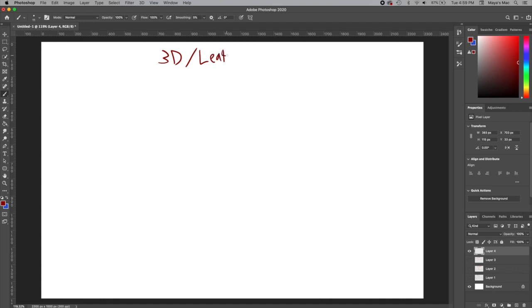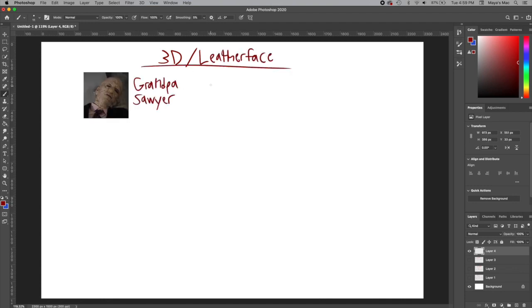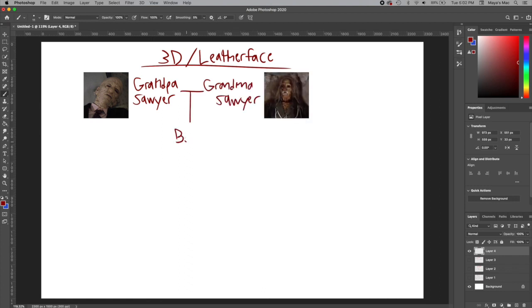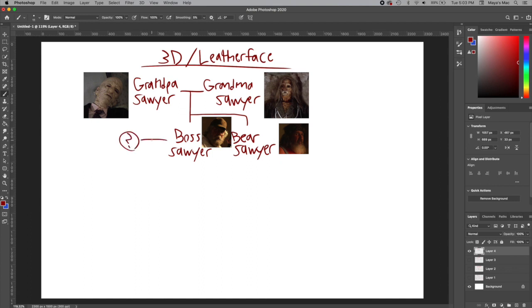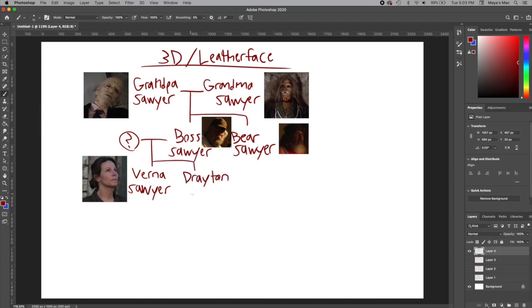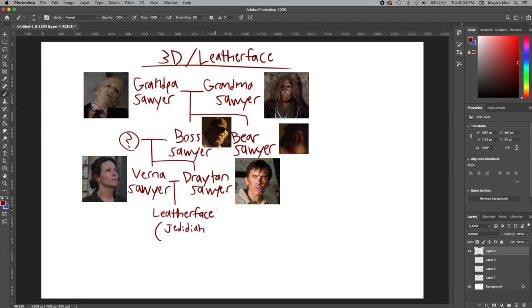Now onto the 3D and Leatherface timeline. We've got Grandpa and Grandma Sawyer again, and their kids are Boss Sawyer and Bear Sawyer. This one gets confusing. So Boss Sawyer is Verna's dad, so he gave birth to her with an unknown person, maybe with his mom, again, inbreeding. And he has Verna and also Drayton, and then it's more directly stated in this movie that Verna and Drayton are brother and sister, and they're also the parents of Leatherface and Leatherface's siblings.